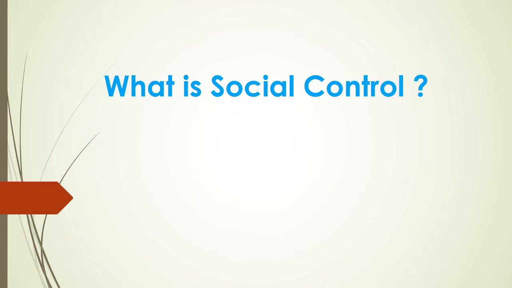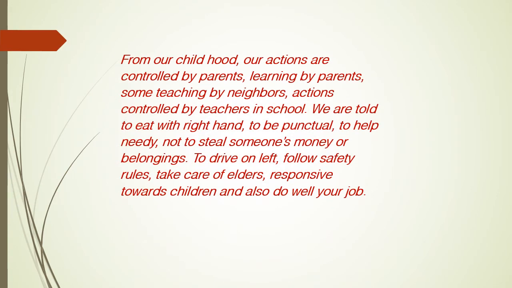Before we go further into social control, let's examine the practical view of it. From our childhood, our actions are controlled, as I said earlier. So that means social control is nothing but the controlled behavior of an individual or people by different forces of society, be it a family, be it a neighbor, be it a school teacher, be it a school or state laws, anything.